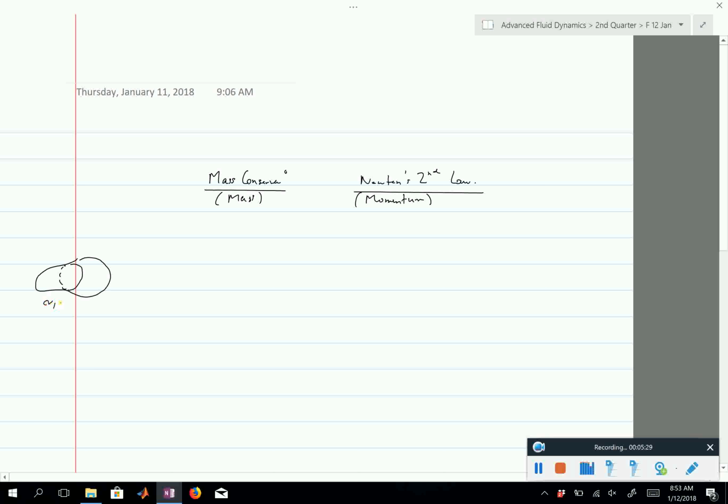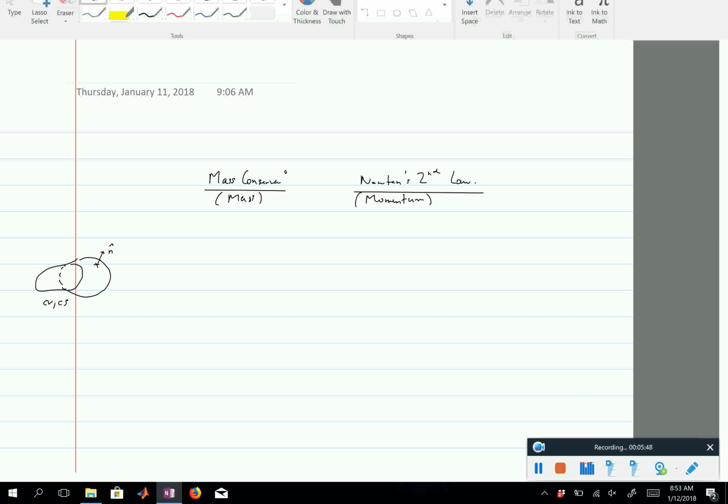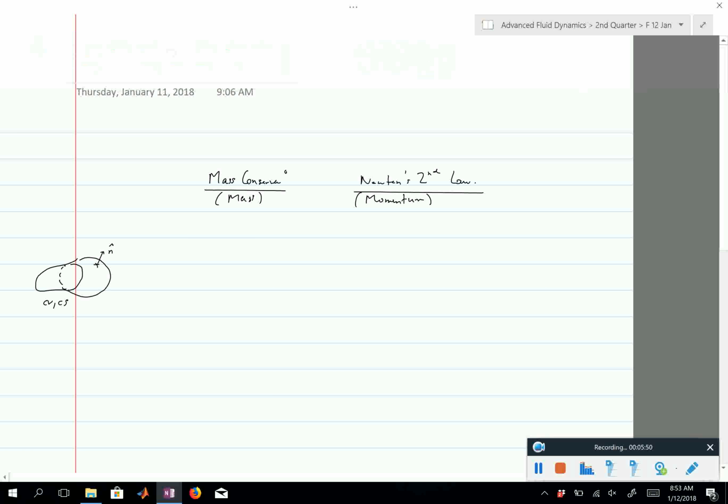We call it CV and CS, control volume and control surface. Remember that when you define a control volume, in everything we did, we always define the normal as pointing outwards of the control volume. That's a convention. And so what we derive from there is the integral form of the governing equations. When you write everything on the control volume, you're essentially at the integral level.